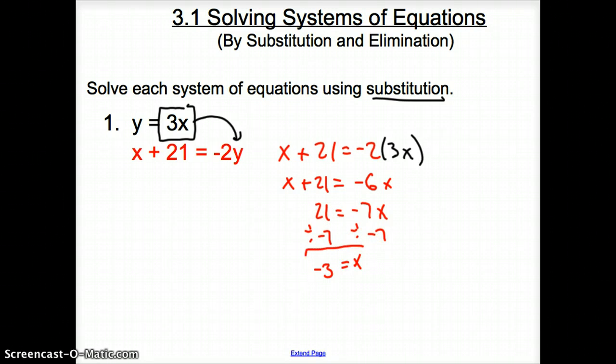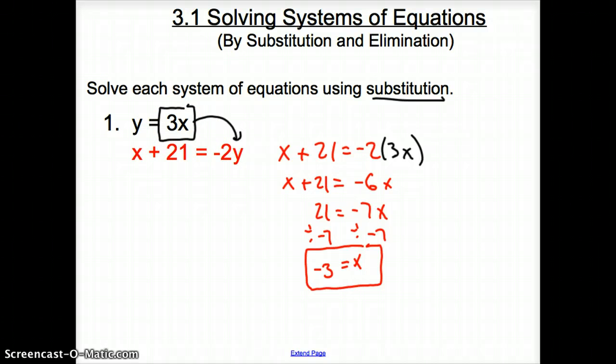And so here's one part. This is only one part of your solution. And why is that? Remember back to yesterday where we had a coordinate plane where we came up with two solutions. So now we need to find what y is. So I'm going to take this negative 3 and plug it back in for x, right? You can use this guy or you can use this guy. I'm going to use y equals 3x.